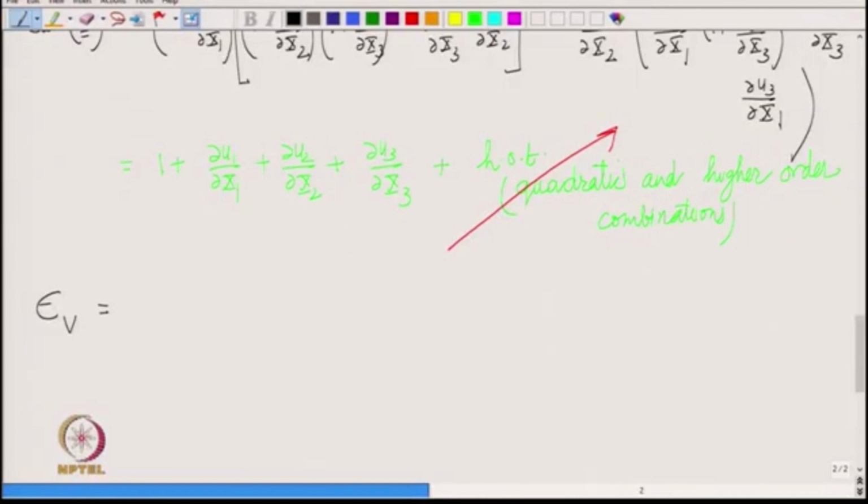So, epsilon v is simply determinant of F minus 1. So, this is del u 1 by del x 1 plus del u 2 by del x 2 plus del u 3 by del x 3. Okay. So, that is the formula for the volumetric strain.